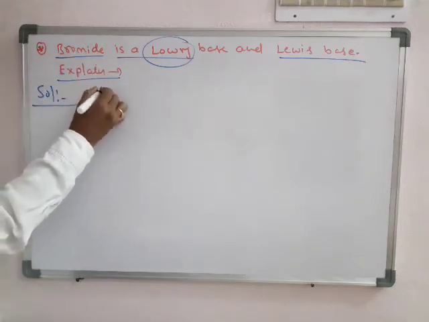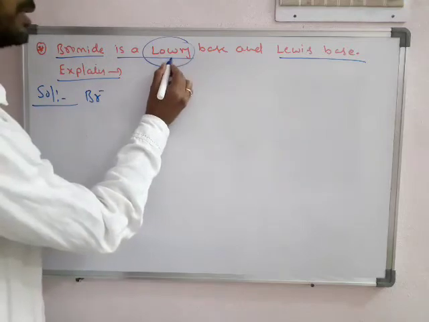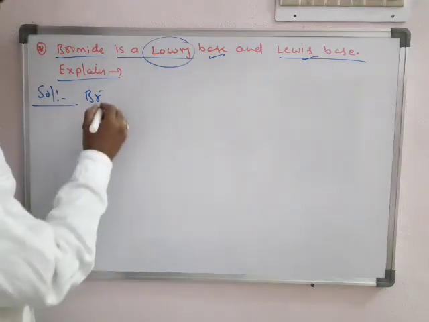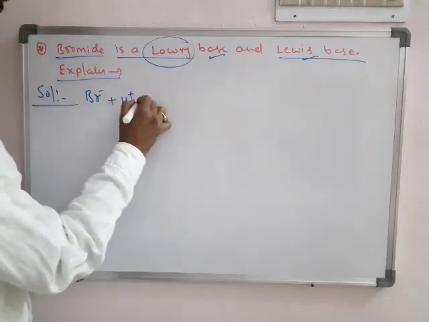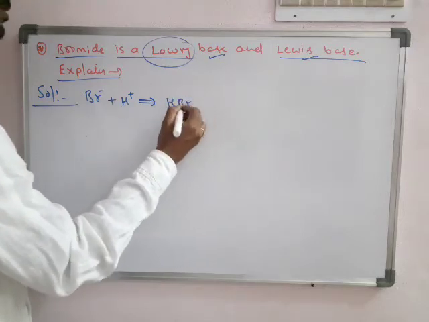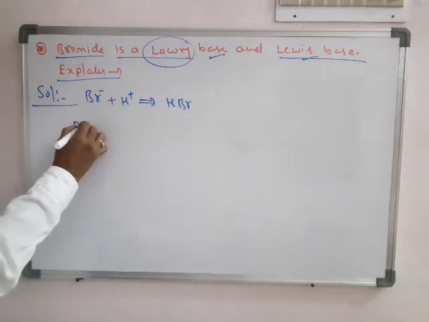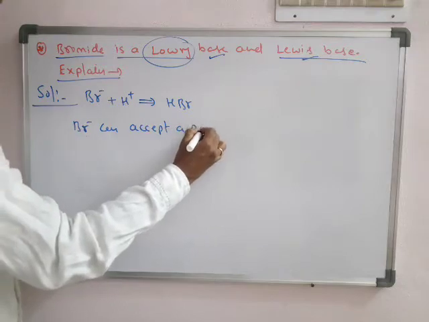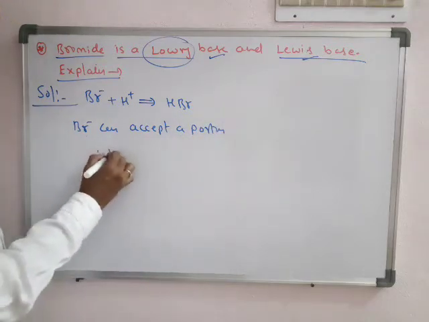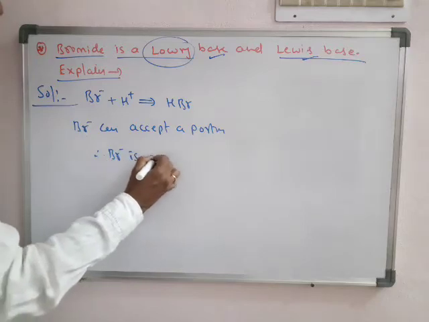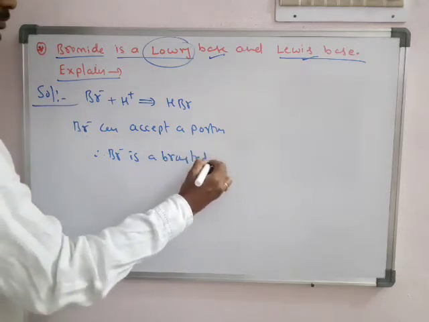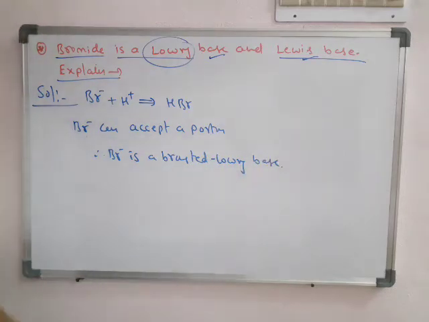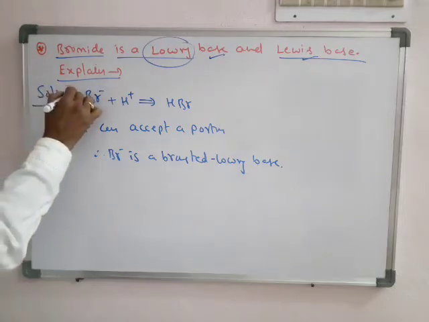Bromide means Br minus. According to Brønsted-Lowry theory it is a base, and according to Lewis theory it is also a base. How? Br minus accepts H plus, and HBr is formed in the reaction. Br minus can accept a proton, therefore bromide is a Brønsted-Lowry base. So this is the first case.